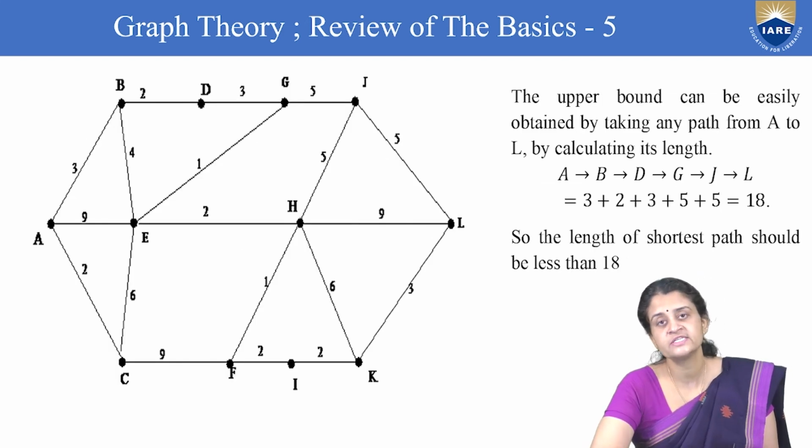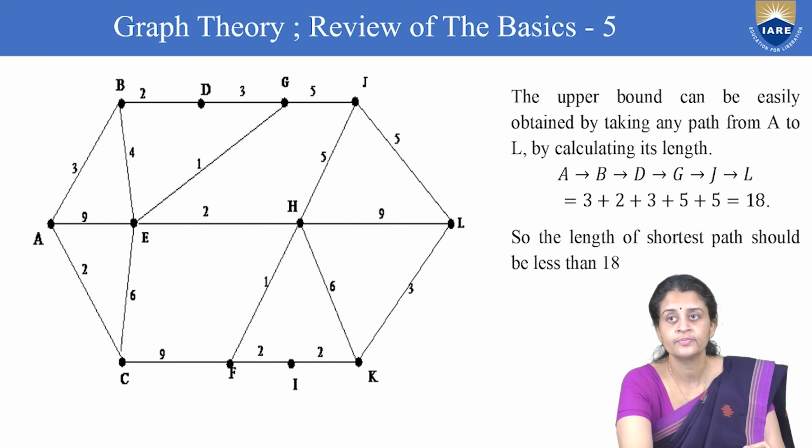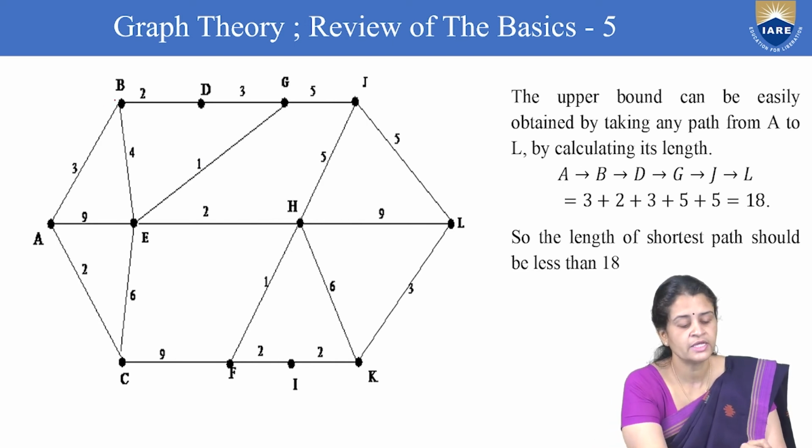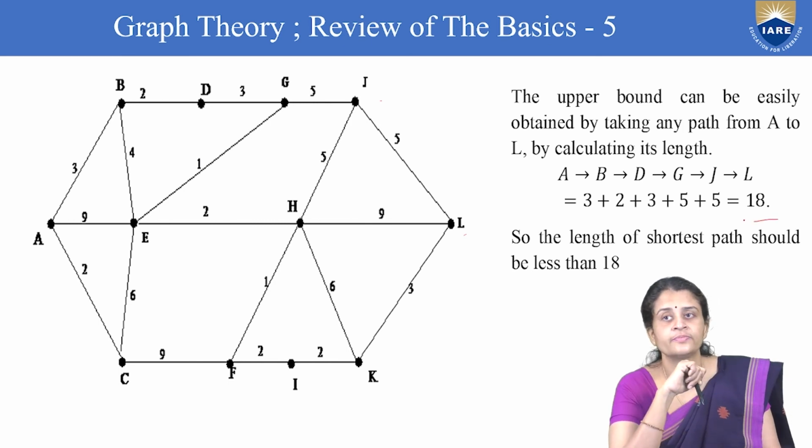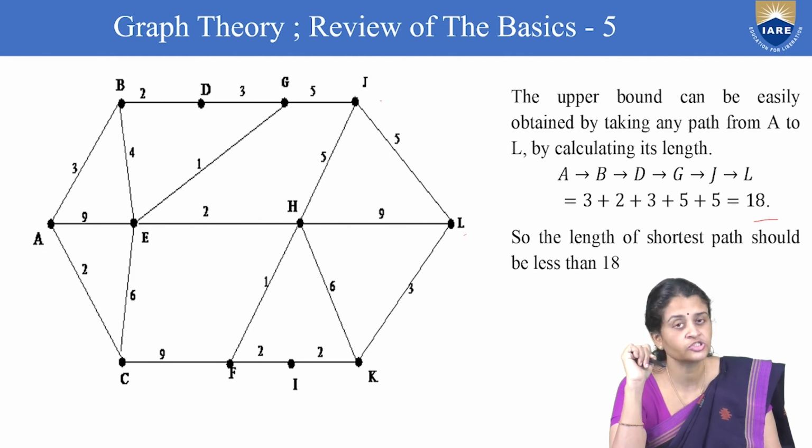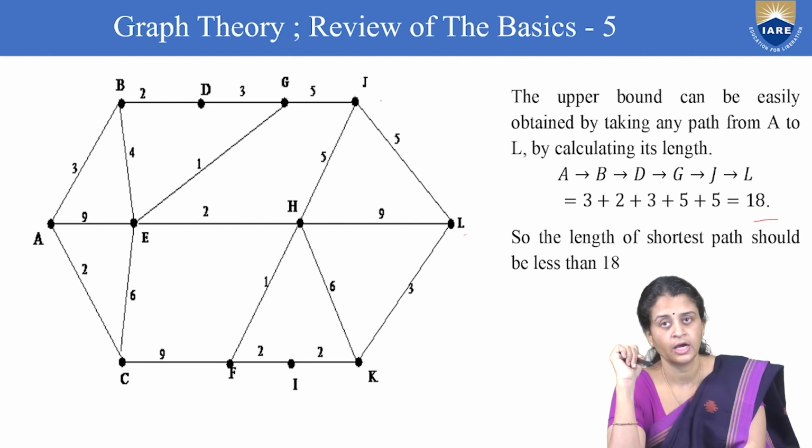The upper bound can be easily calculated by taking any path from A to L. If I take A, B, D, G, J, L, I find that the upper bound is 80. So the length of the shortest path should be less than 80. How can we find it?